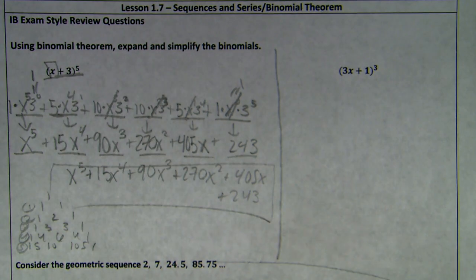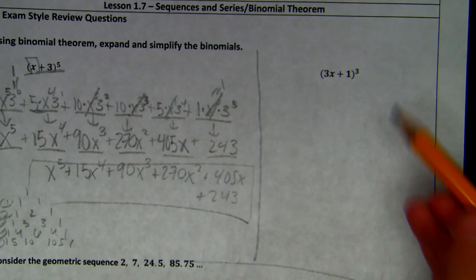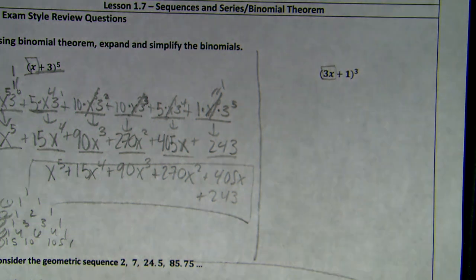Woohoo! We just finished our first binomial theorem. Look at how much faster we can do it now than we used to do it. That's super exciting. Let's work on this one. This is a tricky one because, again, our first term has a coefficient and a variable in it.